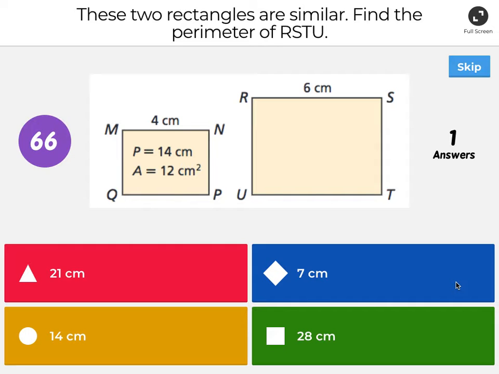At this point, you should have gotten that the similarity ratio is equal to 6 over 4, which simplifies to 3 halves. If the similarity ratio is 3 halves, then I just use that to find the perimeter ratio, which is the same. So the perimeter ratio is also 3 halves. And if I know the perimeter ratio is 3 halves, I get my new perimeter by doing 14 times 3 halves.